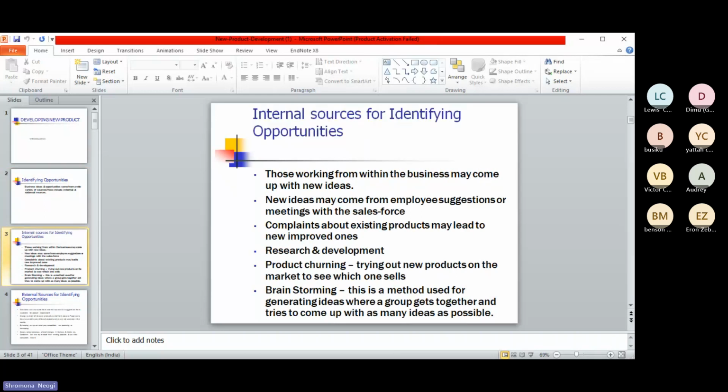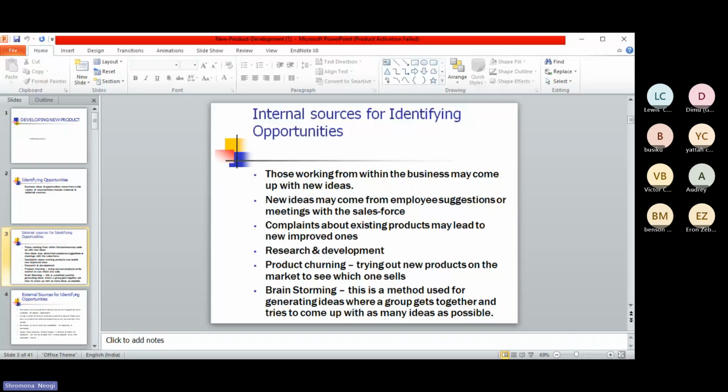First one, let's talk about internal sources of identifying opportunities, right? Who can come up with new ideas? Let me first tell you what I mean by internal and what I mean by external, then it will be better for understanding. Internal opportunities talks about opportunities coming from within the organization.